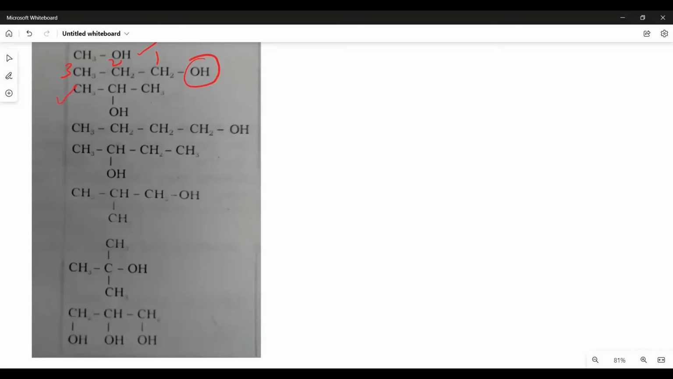Propane 2-ol. Yes, it is propane 2-ol. Now here you can take it is butane 1-ol. It is butane 2-ol. Secondary butyl alcohol is the common name of this compound.